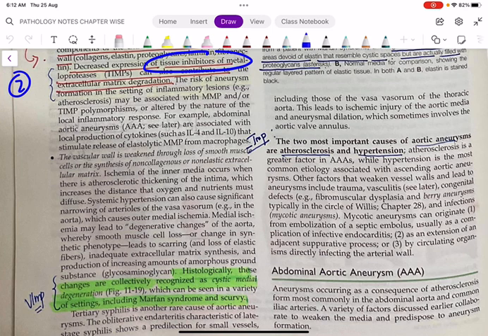The third thing is that the vascular wall can be weakened through loss of smooth muscle cells. You know that the tunica media is mainly composed of smooth muscle. Whenever there is a loss of smooth muscle cells, what will happen? Again, this is going to cause vessel wall weakening.